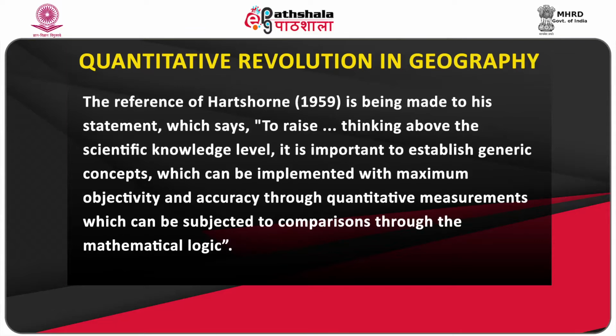The reference to Hartshorne in 1959 is being made to a statement which says, to raise thinking above the scientific knowledge level, it is important to establish generic concepts which can be implemented with maximum objectivity and accuracy through quantitative measurements, which can be subjected to comparisons through mathematical logic. According to Speight, in 1960, in his paper on quantity and quality in geography, published in the Annals of the American Geographers, he seems to be somewhat skeptical of quantification in geography.